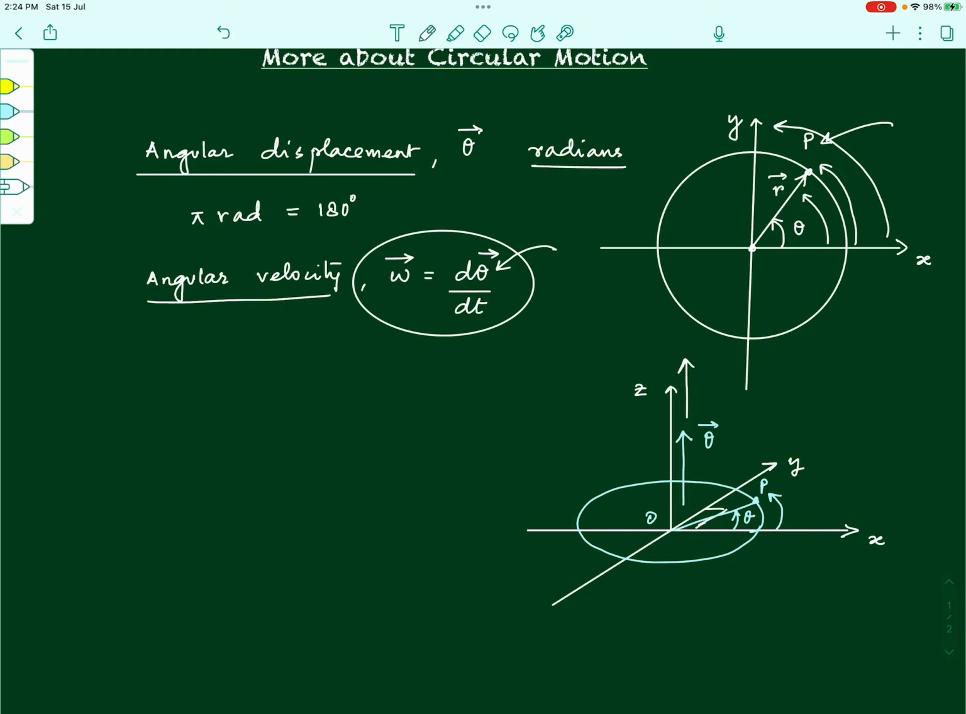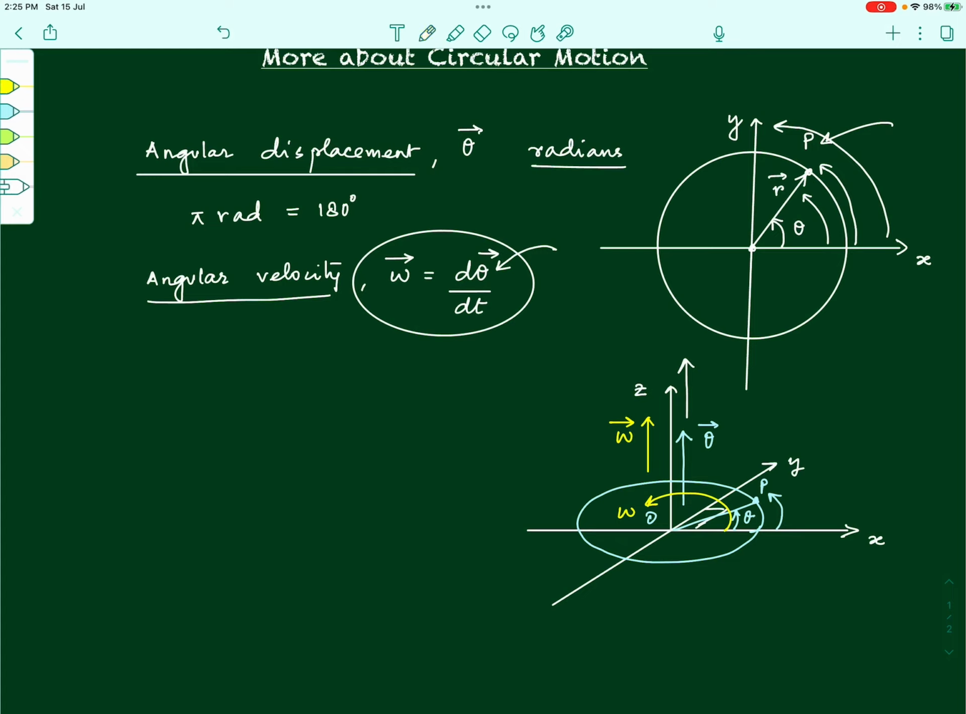So, looking at it in the second figure then, if we say that the particle is moving in the anti-clockwise direction, your omega is also anti-clockwise, the direction that we associate with omega is also along the positive z direction. This is the direction of omega.